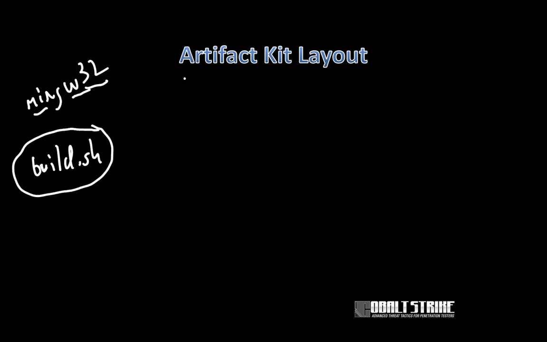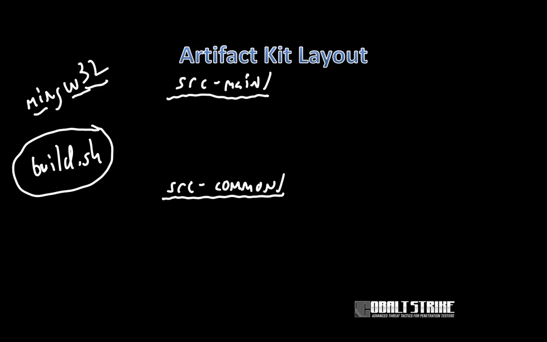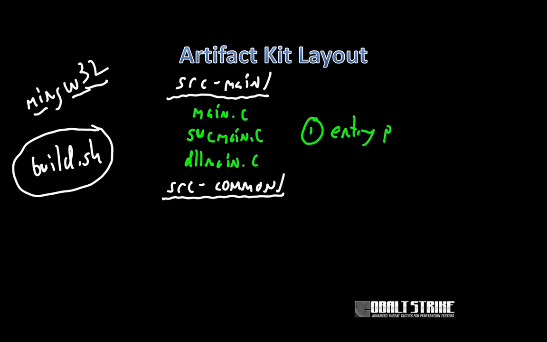Let me give you an idea of the layout of the artifact kit and how to navigate it. We've got two folders that really matter to us: source main and source common. Within source main, we happen to have C files that are the entry point to our different artifacts. So main.c is just plain executables, service main.c are service executables, and DLL main.c are for our DLLs. Okay? That's kind of step one of the artifact kit. These are the entry points for your artifacts.